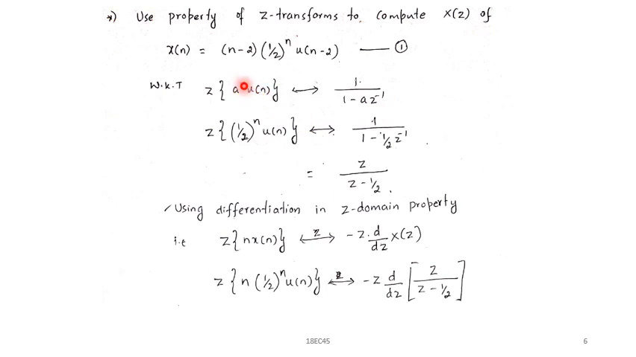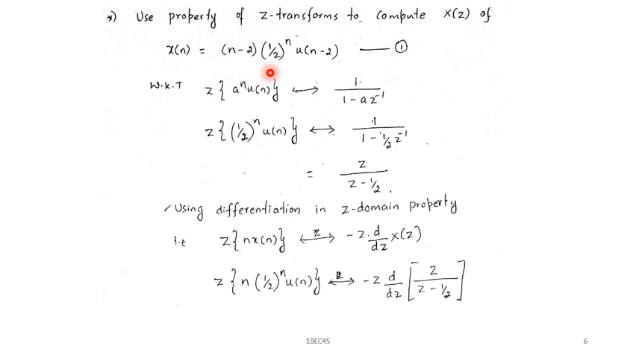Now instead of a to the power n, I'll write 1 by 2 to the power n into u of n. So a is equal to 1 by 2. Therefore, the z transform of this can be written as 1 by 1 minus 1 by 2 z inverse, or I write this as z by z minus 1 by 2. So this is the z transform of 1 by 2 to the power n into u of n.